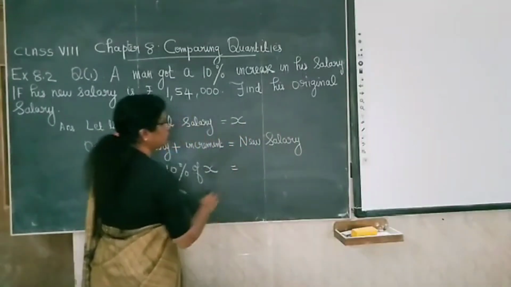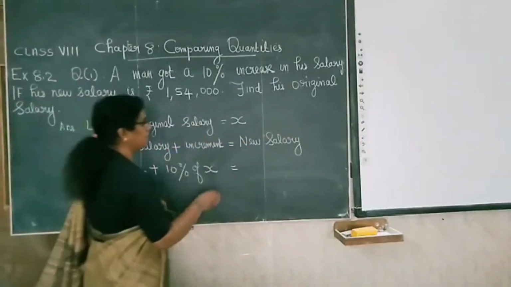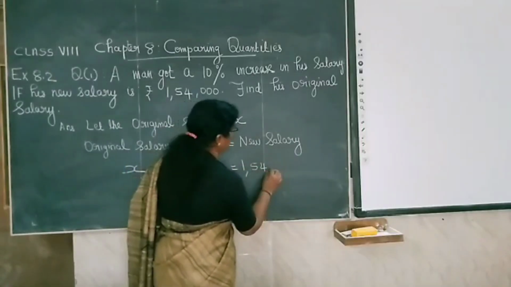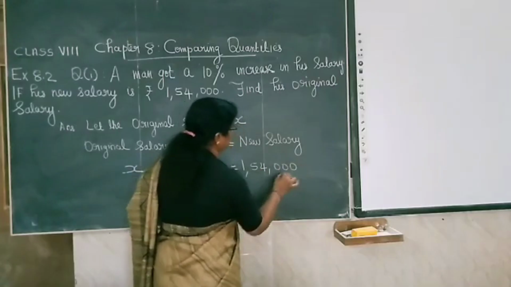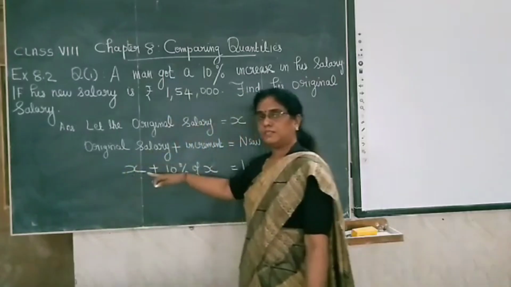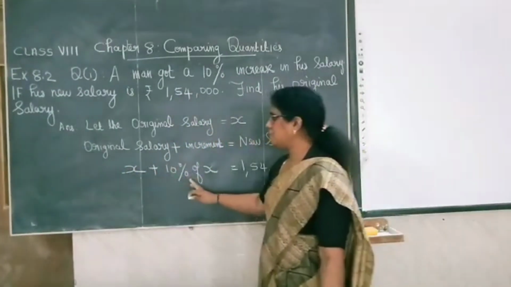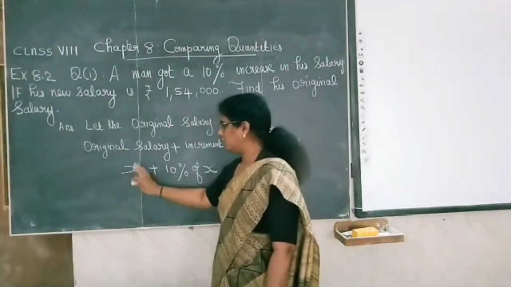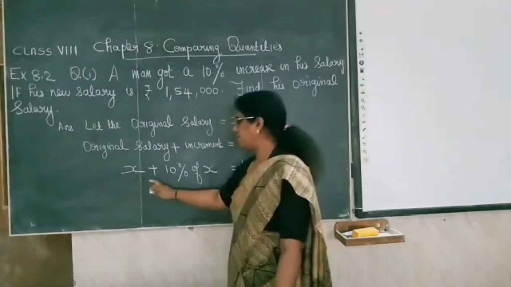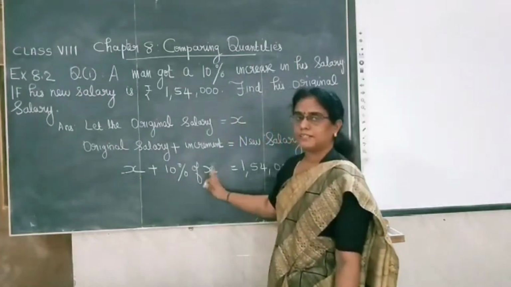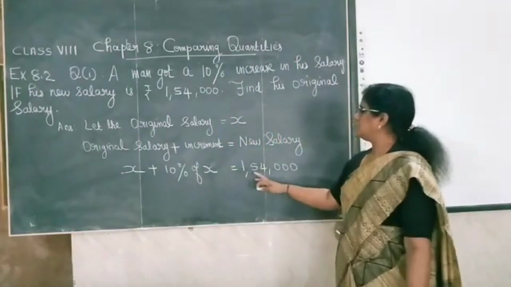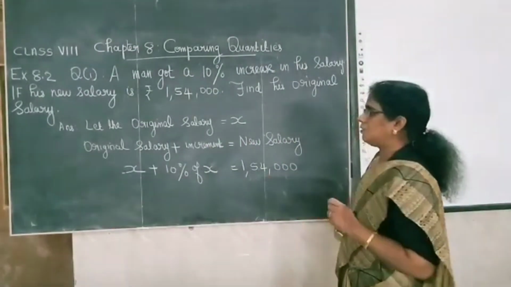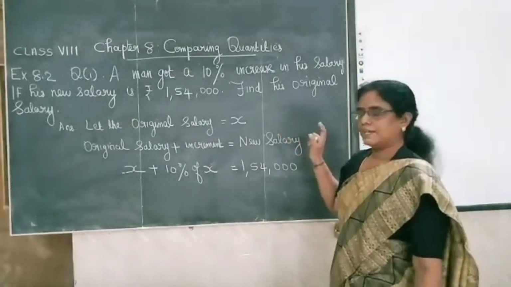That is equal to the new salary. The new salary is 1,54,000. X was his salary before. Now his increment is 10% of his original salary. Therefore, before salary X, we have to add 10% of X to that. Then he will get the new salary, this amount. Now we can solve and find the original salary, that is X.